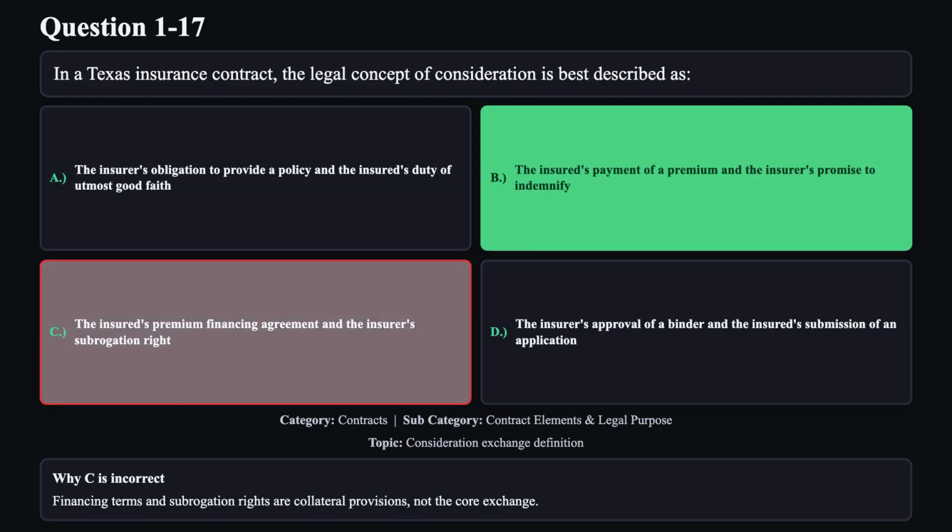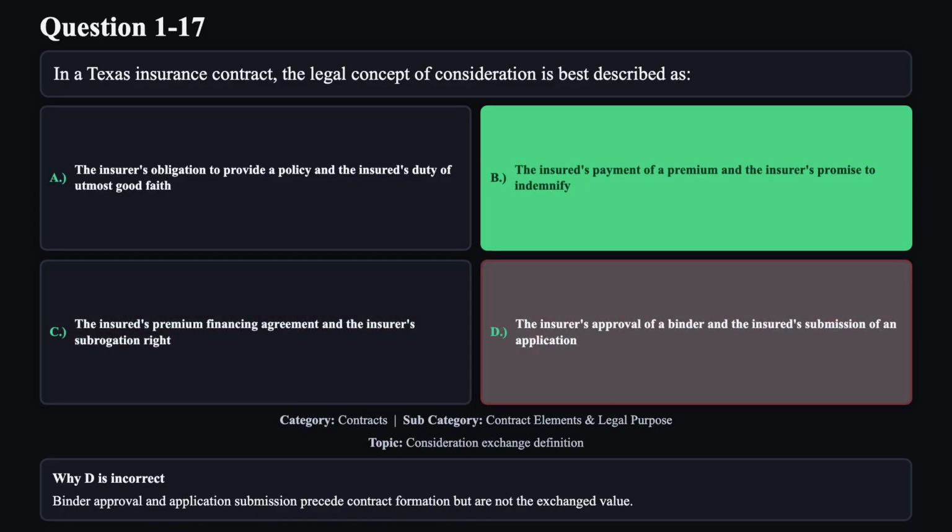Reason C is not correct. Financing terms and subrogation rights are collateral provisions, not the core exchange. Reason D is not correct. Binder approval and application submission precede contract formation, but are not the exchanged value.